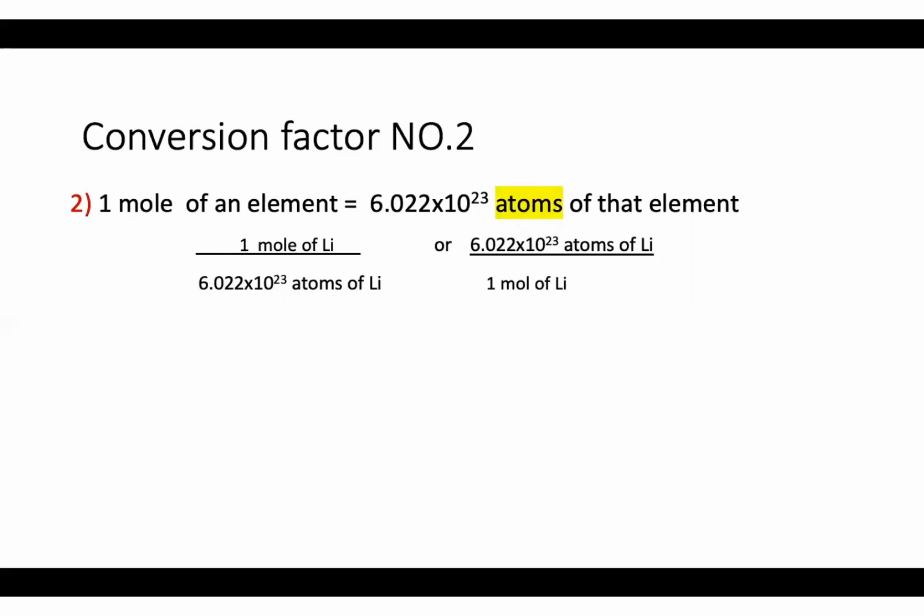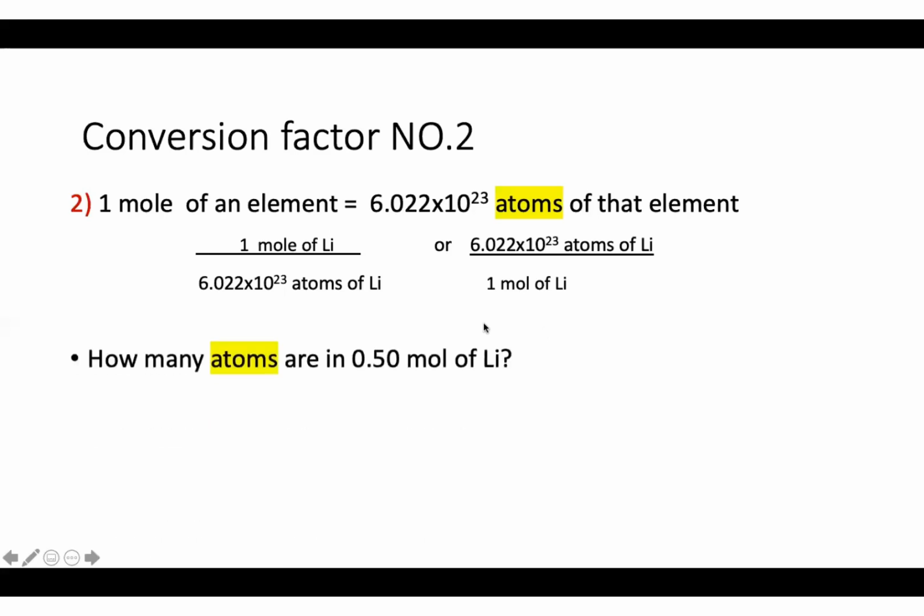Conversion factor number 2 is 1 mole of an element equals 6.022 times 10 to the power of 23 atoms of that element. So for any element, 1 mole of that element equals Avogadro's number, or 6.022 times 10 to the power of 23 atoms of that element. I chose lithium here, as I said, because I like it. I'm just kidding. I can write it in 2 ways: 1 mole of lithium over Avogadro's number of atoms of lithium, or flip it.